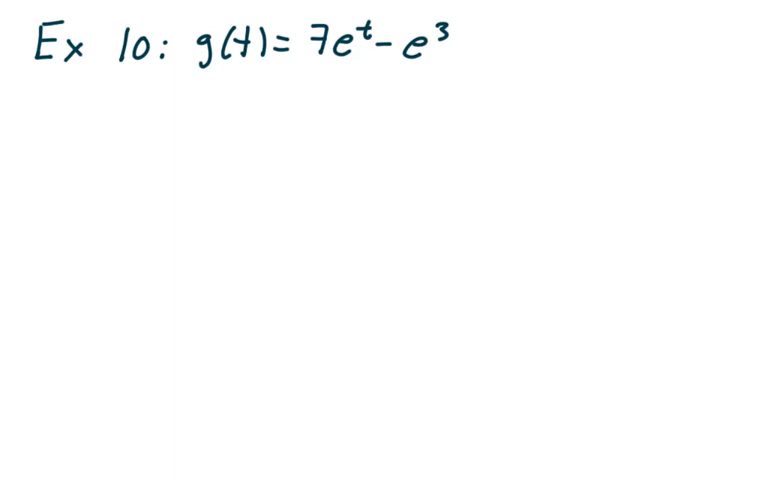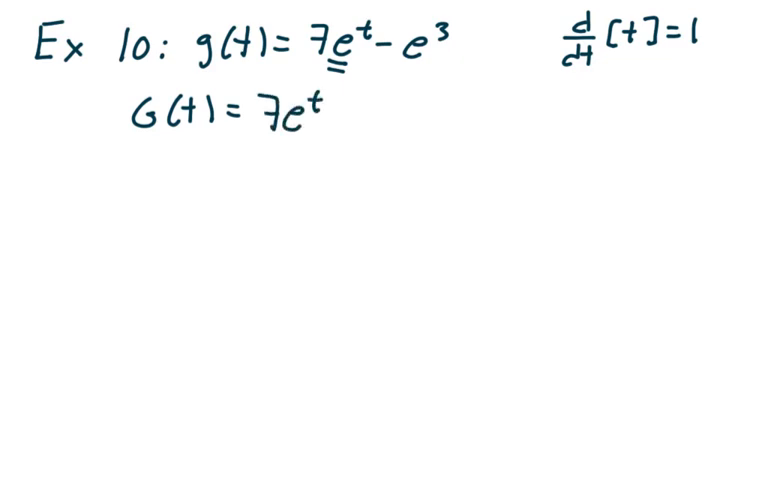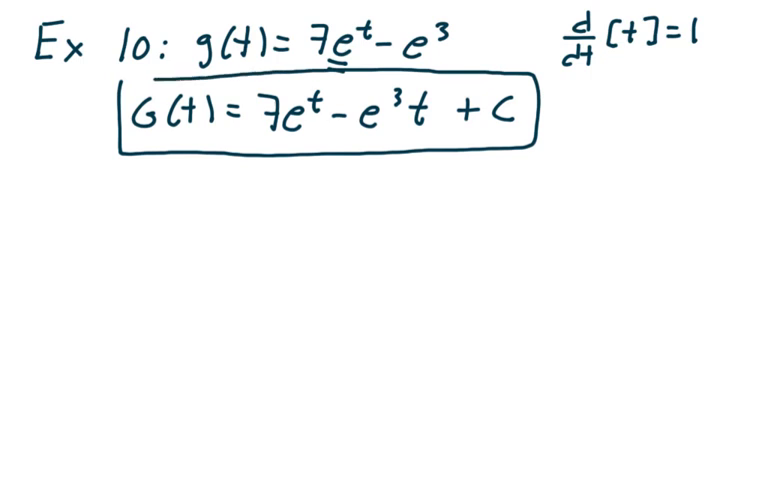All right? And remember that the derivative of t is 1. Okay? So if I want the antiderivative, a function whose derivative is e to the t is e to the t. So I'm going to write 7e to the t minus e cubed t plus c. E cubed just goes along for the ride. And I'll leave it to you guys to check that if I take that derivative, I will get the original function. That's exactly what you want.